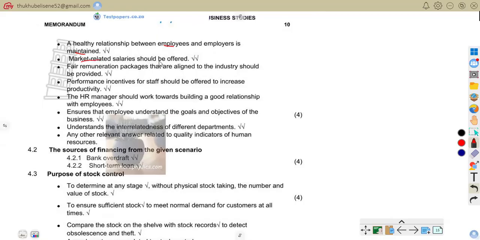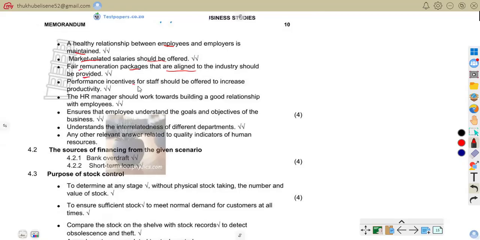Also, market-related salaries should be offered. Salaries are competitive compared to similar businesses in the industry, for example, paying engineers according to industry salary benchmarks. Fair remuneration packages aligned to the industry should be provided. Total rewards, like salaries and benefits, are competitive and reasonable.